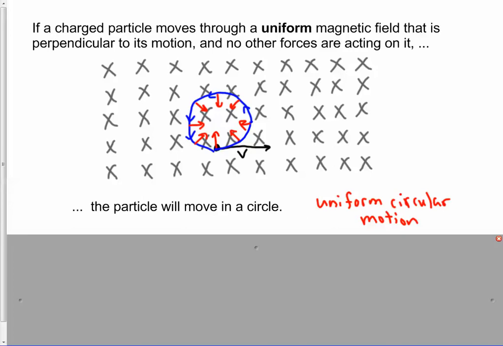So that's the trajectory. That's what happens when a charged particle that is moving moves in a uniform magnetic field. Now it is important that it's uniform here, so that these forces, although they're changing direction, they're always still the same strength. That'll keep it in a perfect circle.